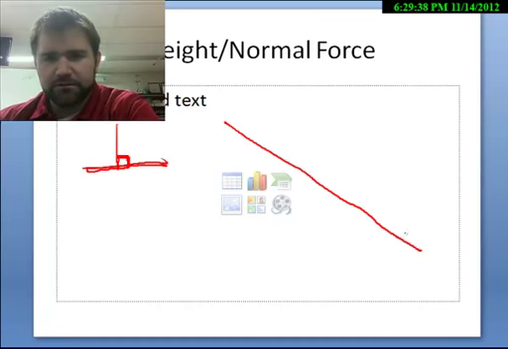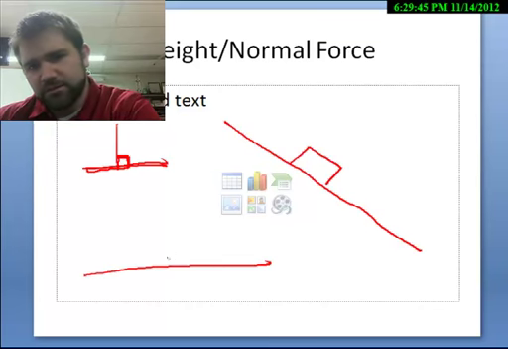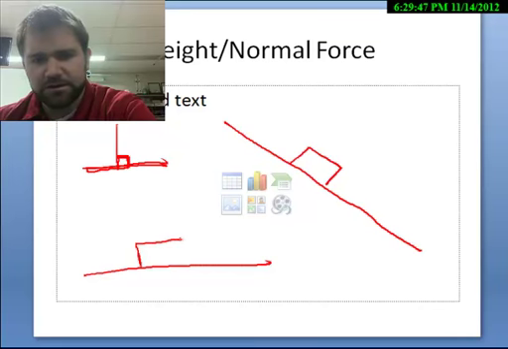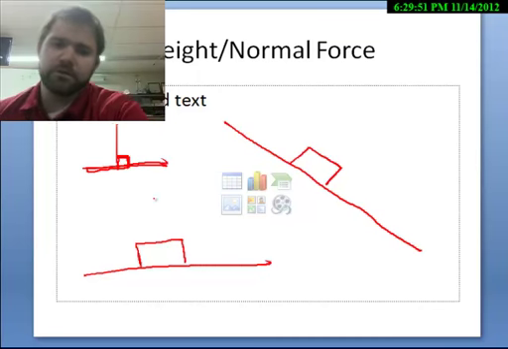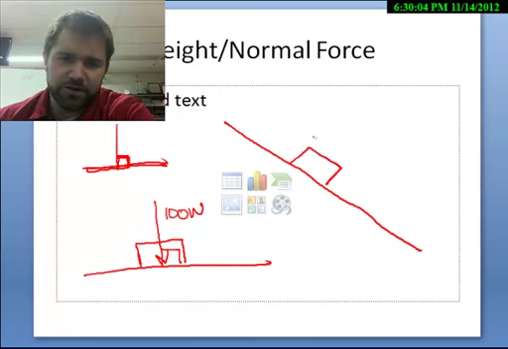When are they different then? Well, let's consider a situation where something is sitting on a slope. Let's consider this box on a flat piece of ground and on a slanted piece of ground. If this ground is flat, and this box weighs 100 newtons, there would be a normal force and a weight force of 100 newtons straight down, if that's a 90-degree angle.